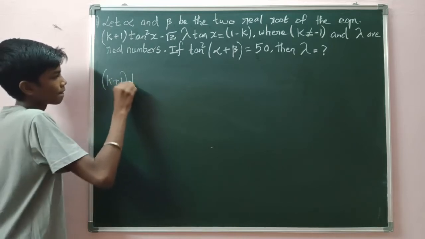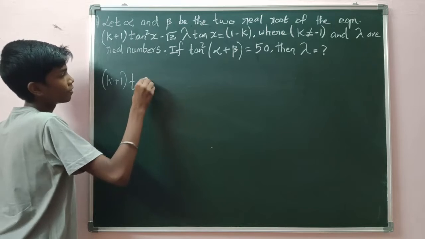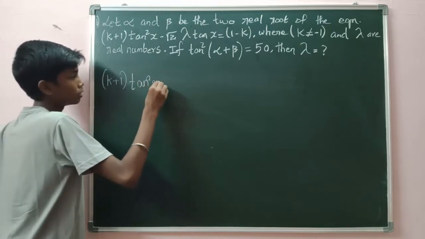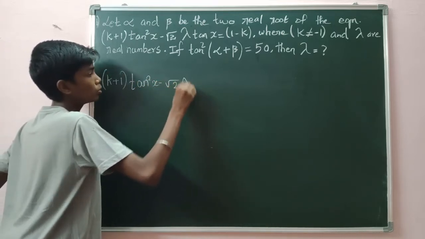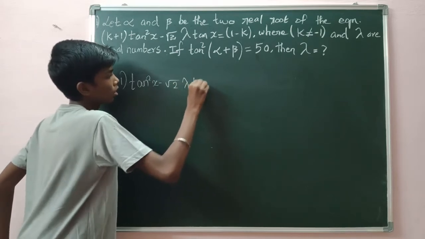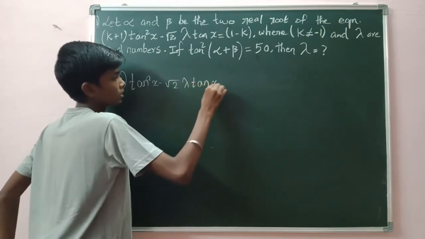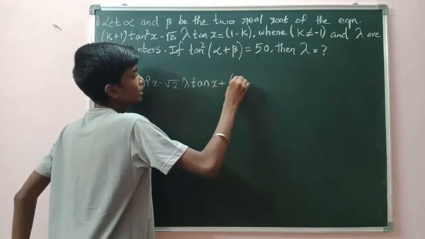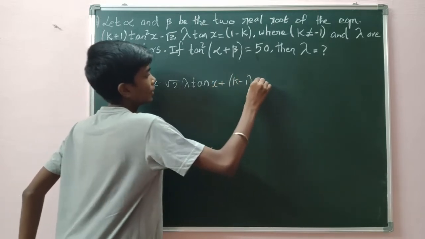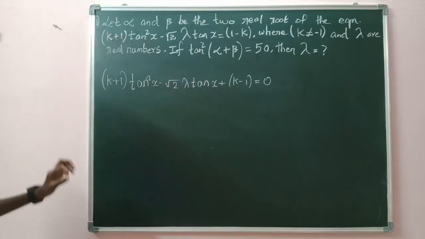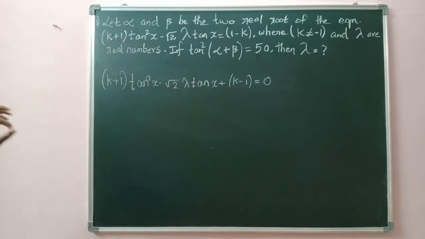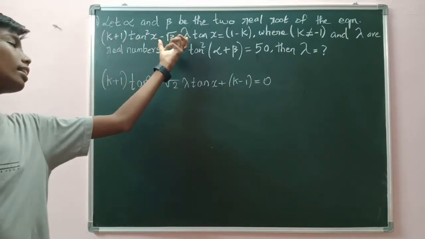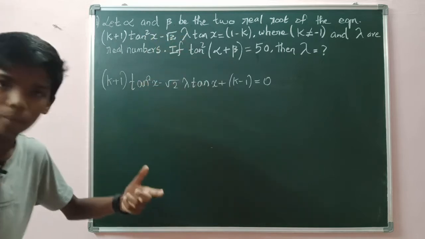When I take it, I will get the same equation as (k plus 1) tan square x minus root 2 lambda tan x. When I take this 1 minus k to the LHS, I will get plus (k minus 1), and that will be equal to 0. This is the equation that you will get when you convert the equation into a proper form.